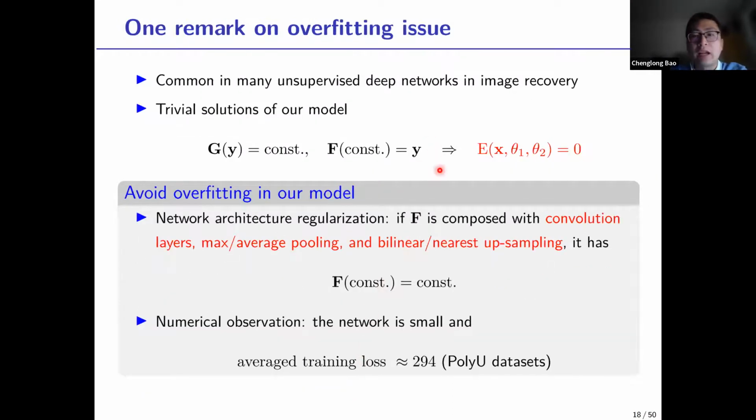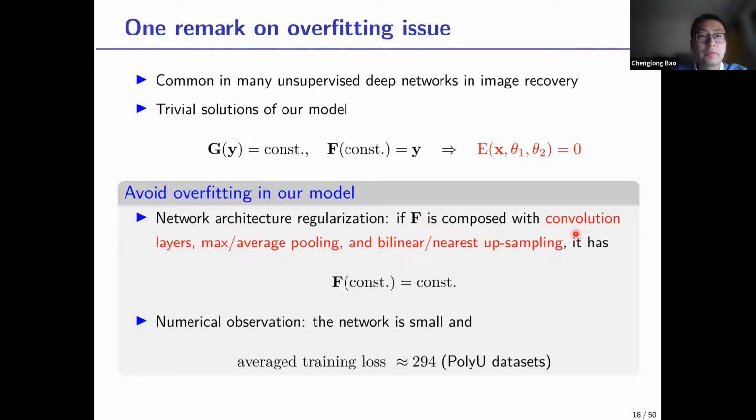Before presenting our results, I have to make a remark on our model. As we train a deep neural network on a single image, the model may have some trivial solutions. It is common in some self-supervised methods, such as deep image prior. In our objective function, it does have some trivial solutions, which means that the encoder maps the noisy image to a constant image, and the decoder maps the constant image to the noisy image. In this case, the objective function value is equal to 0, which means that this is actually a trivial global minimum.